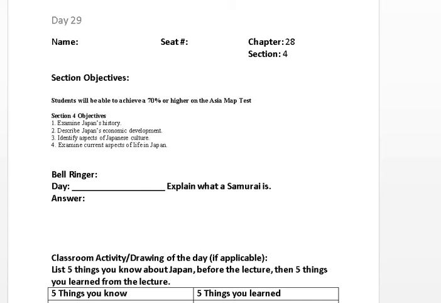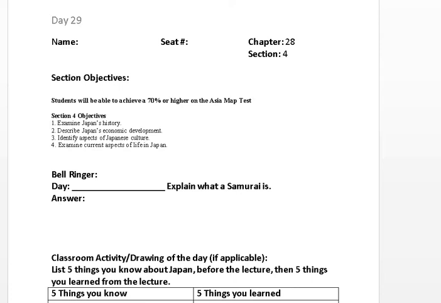Today's lecture will be over Chapter 28, Section 4. Objectives. Number 1, examine Japan's history. Number 2, describe Japan's economic development. Number 3, identify aspects of Japan culture. Number 4, examine cultural aspects of life in Japan.